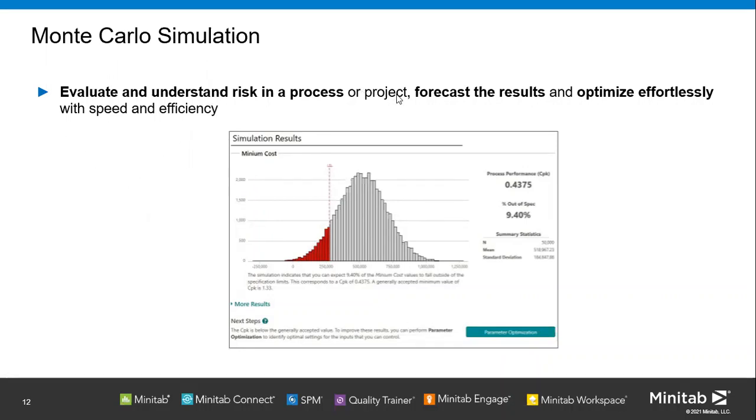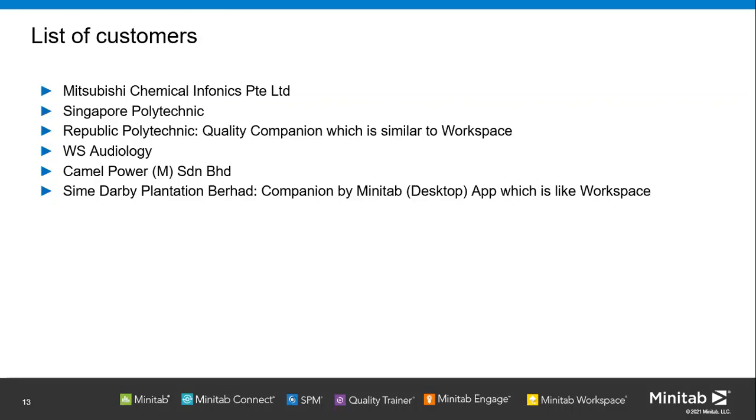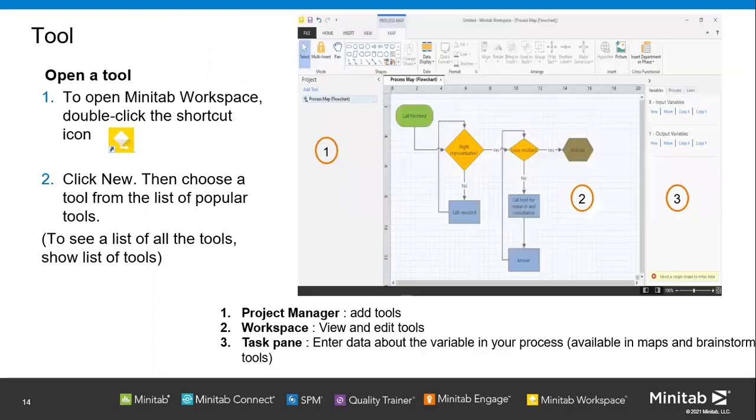You can forecast the result. You can optimize effortlessly, with speed and efficiency. So if you are coming from a statistical background, Monte Carlo simulation is the further analysis you can do in the Minitab Workspace. This is also something like the list of customers who use Workspace in their company. Maybe it's from the university itself. We also have corporate companies using the Minitab Workspace in their daily job. So you are able to see this.